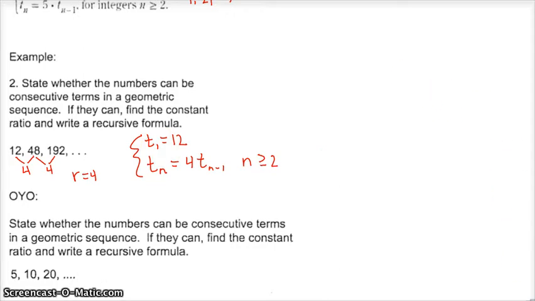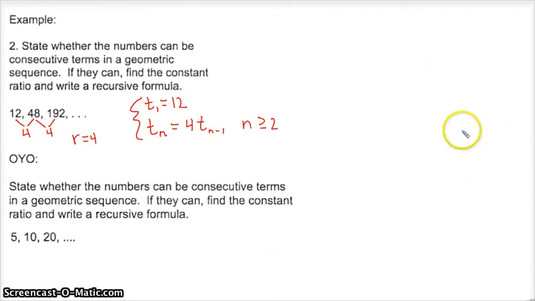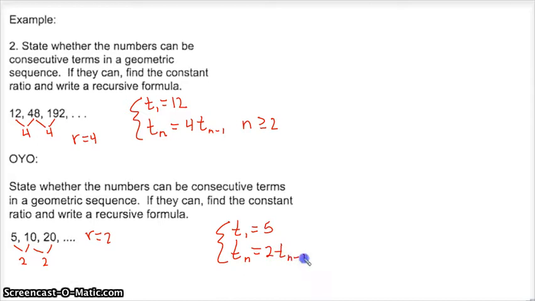Now you try. Determine on your own if the numbers 5, 10, and 20 are a geometric sequence, and then write your own recursive formula. You should have found that yes, this is a geometric sequence with a constant multiplier of 2. The recursive formula for this sequence should go as follows. The first term equals 5. All the following terms are multiplied by 2 for all integers greater than or equal to 2.